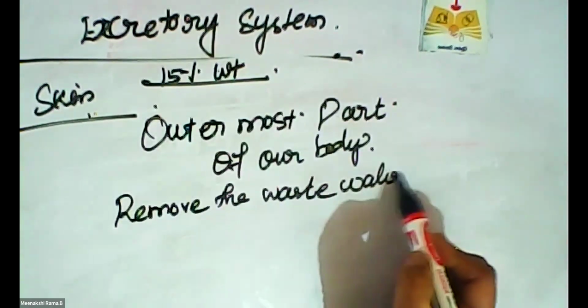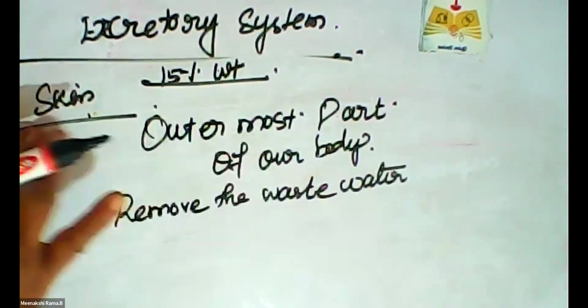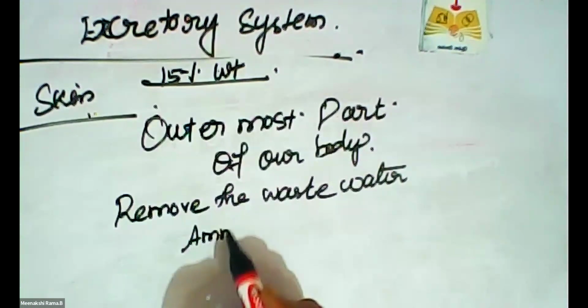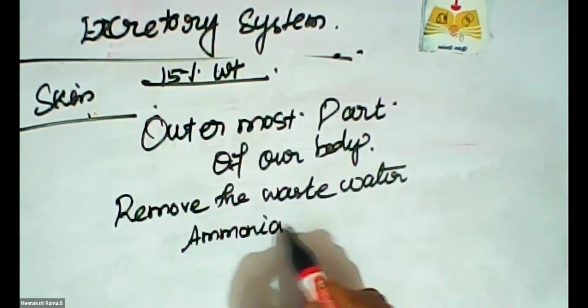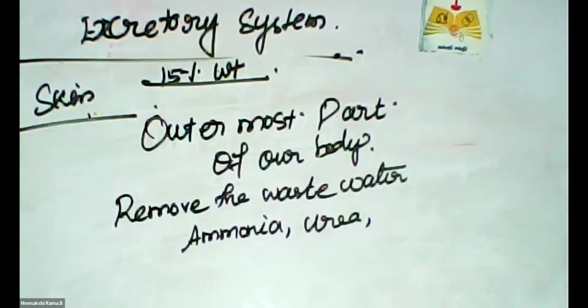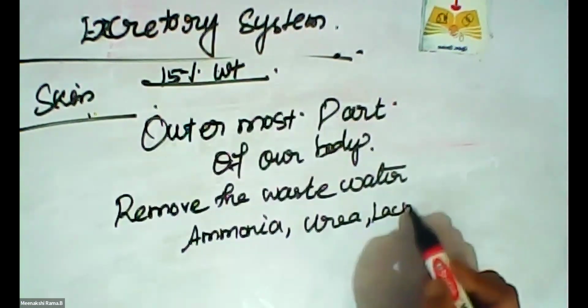The wastewater comes out with the skin part. It contains water and small amounts of other chemicals like ammonia, urea, and lactic acid.